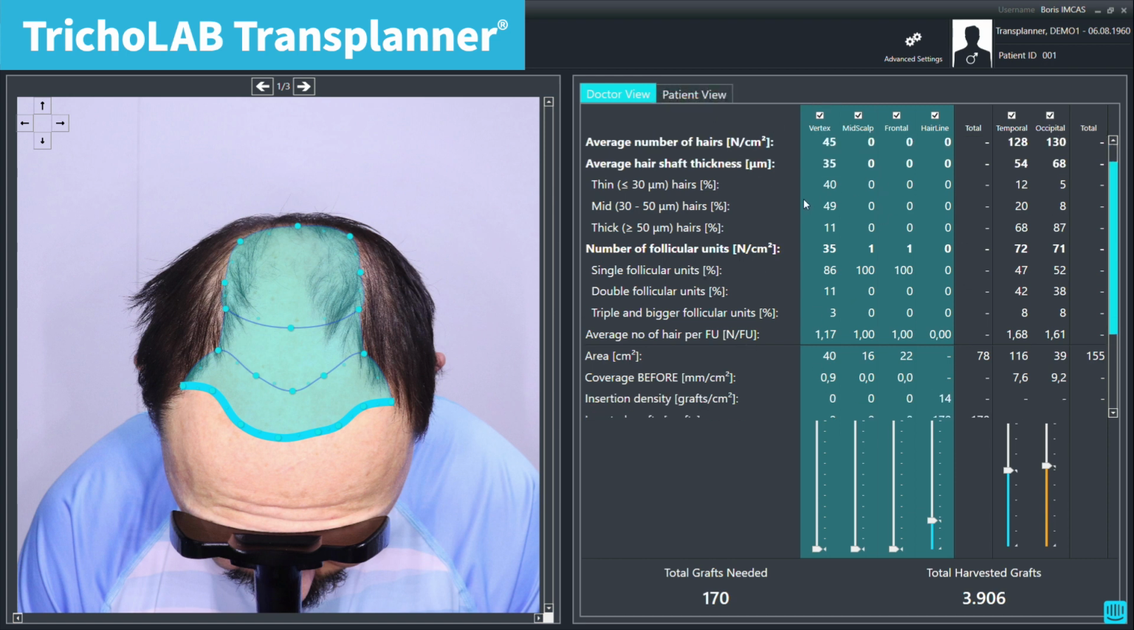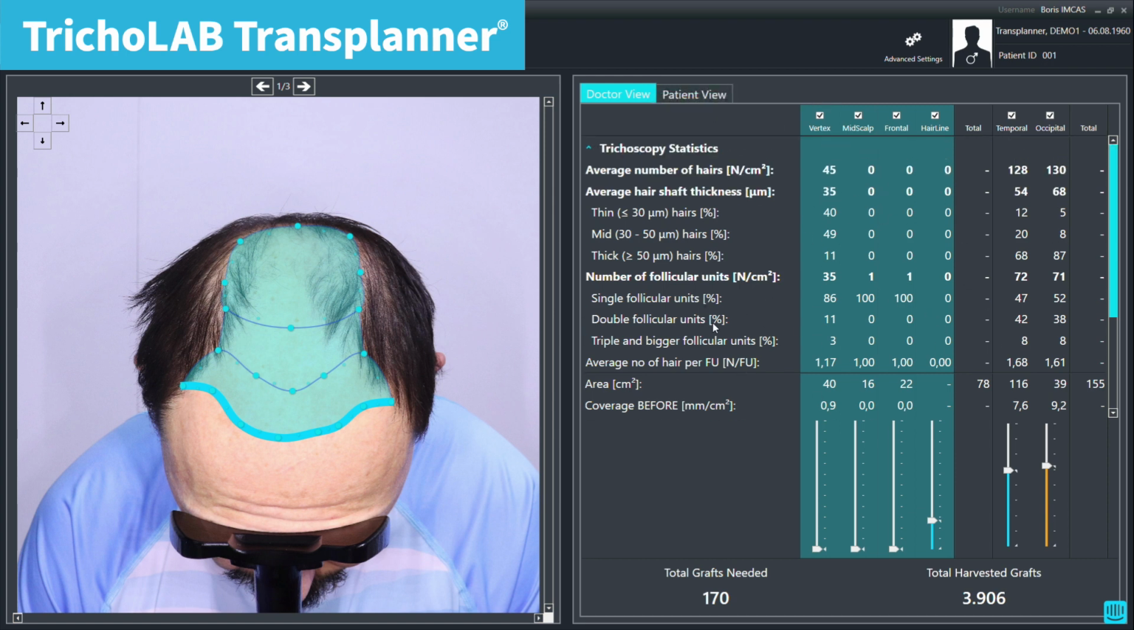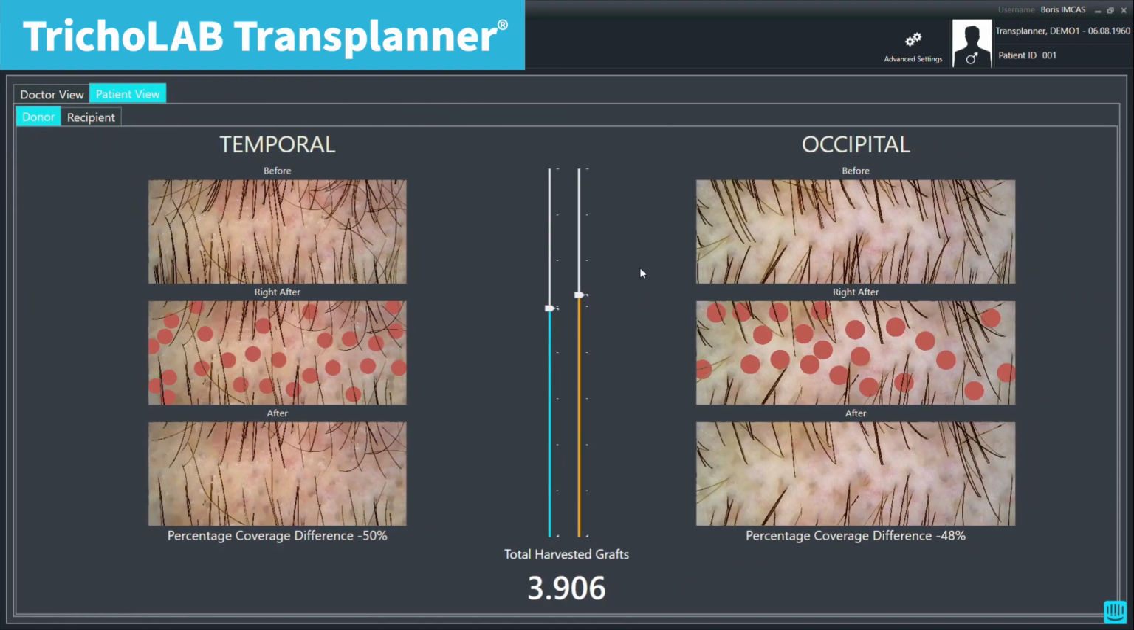First of all, of course, you see a lot of statistics. We won't focus on this. The only thing that's important that you see here is that the patient only has 8% of triple and bigger follicular units in his donor area.